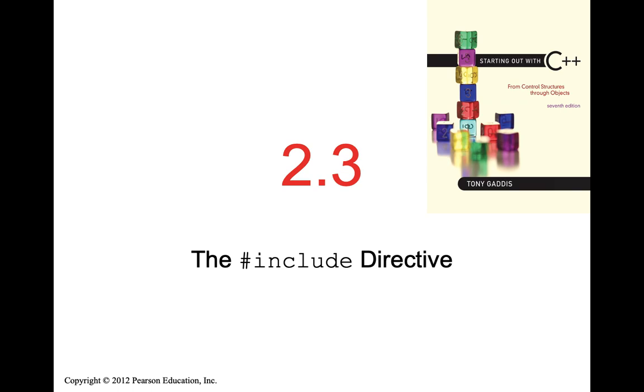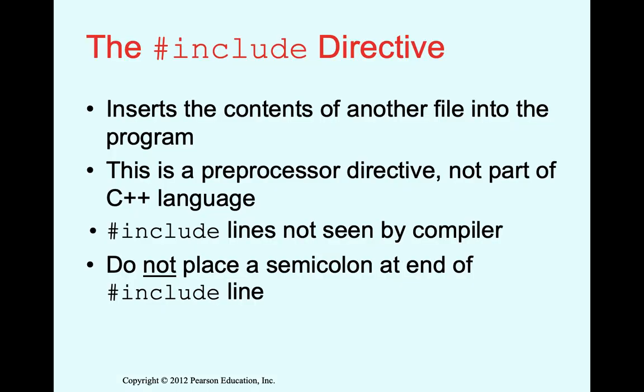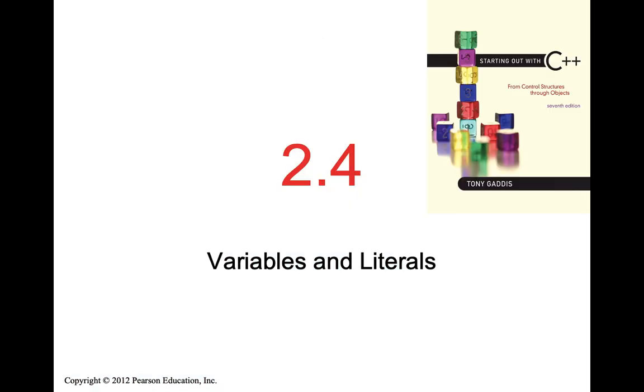Now let's talk about the include directive. The include directive inserts the content of another file into the program. Because I want to use iostream, it brings this file into my program. This is a preprocessor directive, not part of the C++ language. It just tells the compiler that you want to include another file. Include lines are not seen by the compiler. Don't place a semicolon at the end of include.